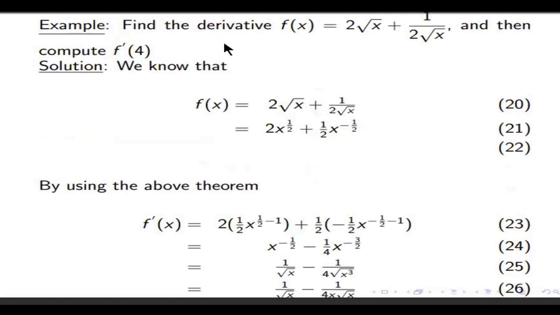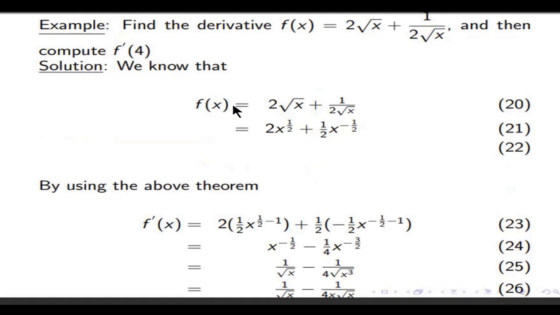Okay, we have another example. Find the derivative of f of x is equal to 2 root x plus 1 over 2 root x, and then compute f prime at 4. First we are asked to find the derivative, and then we are asked again to compute the value of f prime at 4.